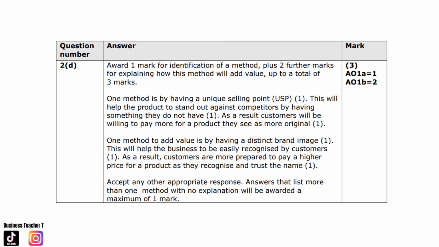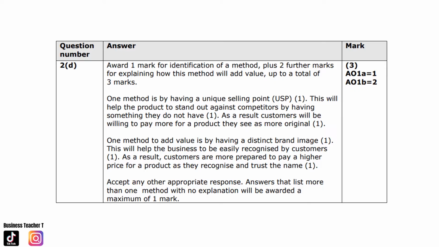There are 2 points on the mark scheme of what you might have included. They would also accept other appropriate responses. So one method is by having a unique selling point. This will help the product to stand out against competitors by having something they do not have. As a result, customers will be willing to pay more for a product they see as more original.